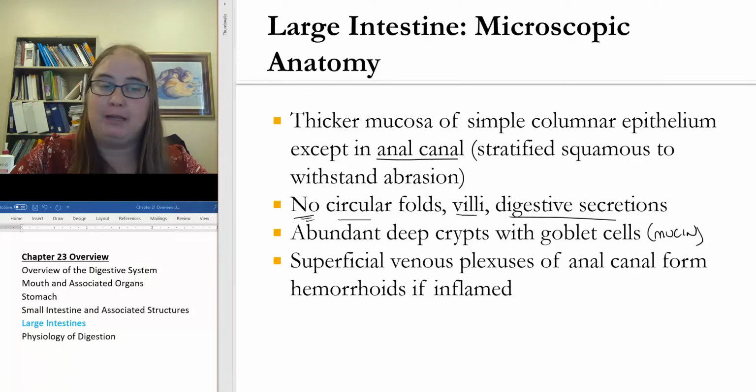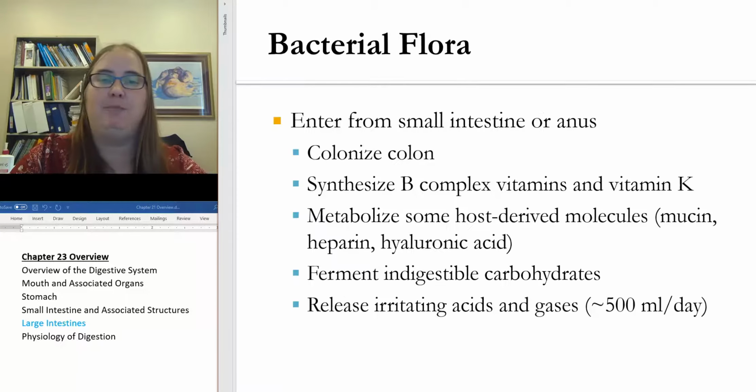Oftentimes a homeostatic imbalance associated with the large intestine, more the anal canal, is hemorrhoids. Hemorrhoids are basically the superficial venous plexus of the anal canal. They become inflamed, and this is what causes hemorrhoids.